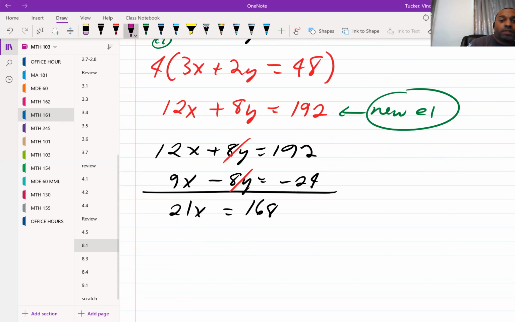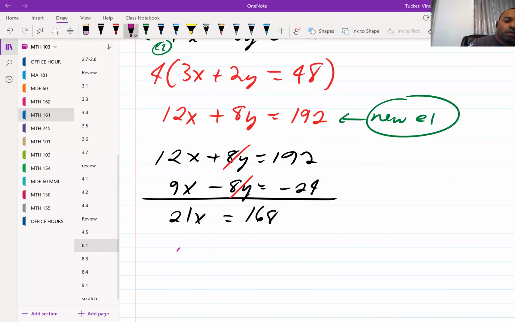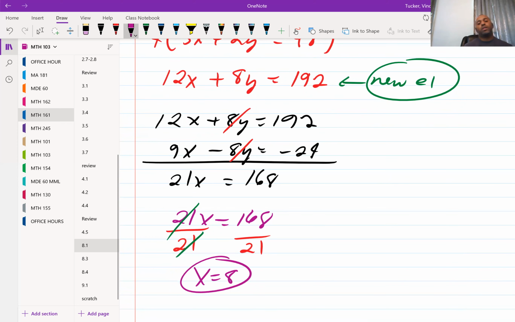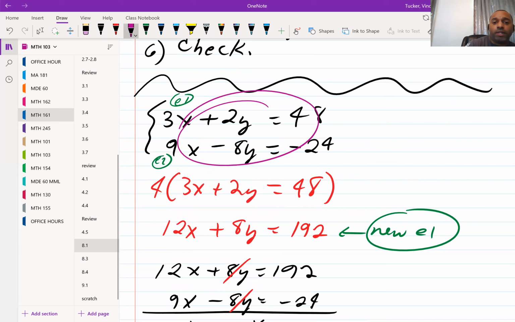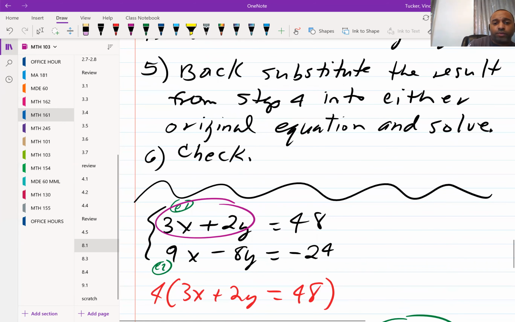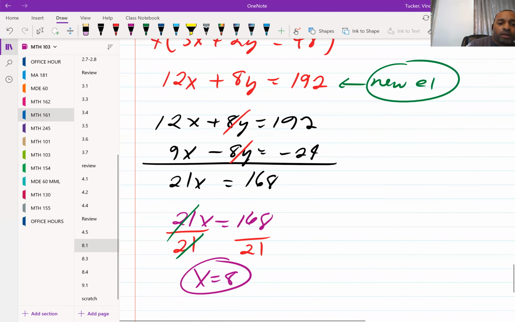So now I can solve this. 21x is equal to 168. Divide both by 21. X is equal to 8. So that's my first part of my ordered pair. Now I take that x equal to 8 and plug it into either one of these equations. It doesn't matter. Just have to choose one. So I'm just going to use equation 1 because they're smaller numbers. I got 3, 2, instead of 9 and 8. So once again, it doesn't matter.